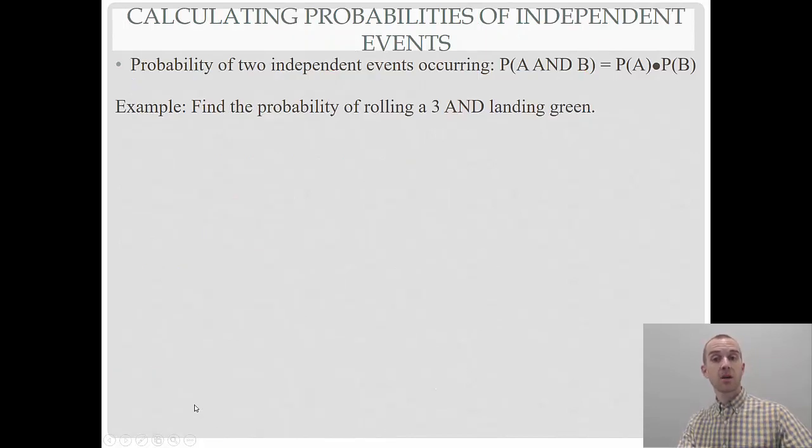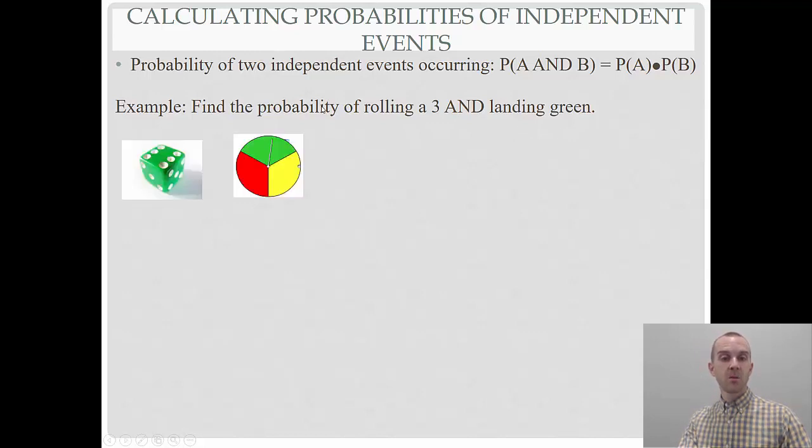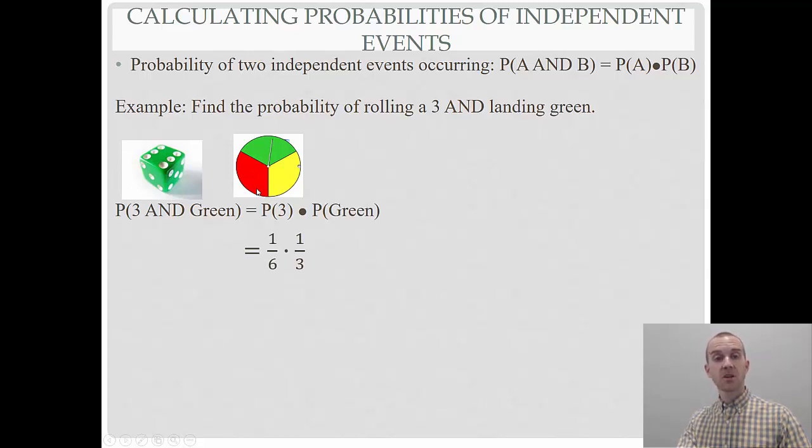Now say I want to calculate the probability of an independent event. That means I have the probability that event A occurs and event B occurs. Since they're independent, I can take the probability of each event individually and multiply it together. So for example, let's go back to our sample space. The probability of rolling a 3 and landing on green. The probability of landing on 3 is 1/6. Then I multiply that by the probability of landing on green, which is 1/3. And if I multiply 1/6 times 1/3, I get 1/18.